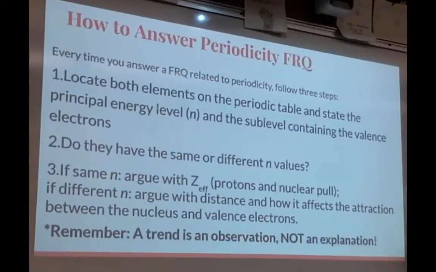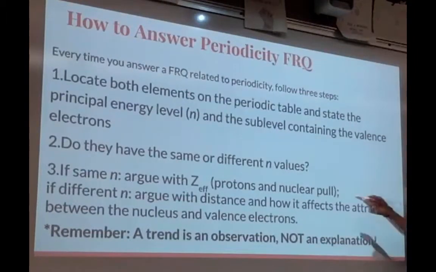Every time you answer a free response question that's related to periodicity or periodic trends, there are always three things that you want to look at. First, find them both on the periodic table, and say the principal energy level and sublevel where the valence electrons are. Because we're always focusing on the valence electrons compared to the protons.